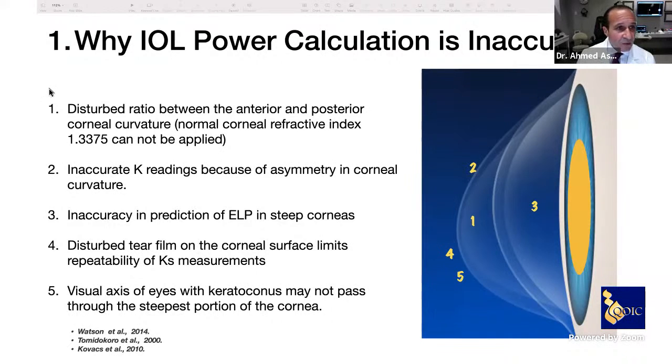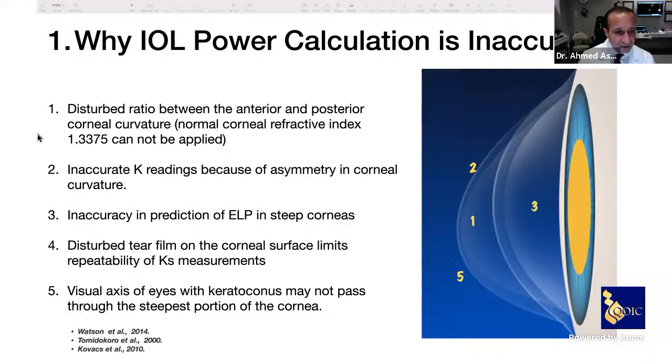Regarding the first question, we have main reasons why the IOL power calculation is inaccurate. First, because of the disturbed ratio between the anterior and posterior corneal curvature. The normal corneal curvature results in a normal refractive index of 1.3375, which cannot be applied in cases of keratoconus and of course in cases after laser vision correction. The second cause of inaccuracy is the inaccurate K readings on the corneal surface because of the asymmetry in the corneal curvature. The third is the inaccuracy in prediction of the effective lens position, because the steep cornea causes a hyper deep anterior chamber, and the effective lens position cannot be predicted accurately like in virgin eyes.